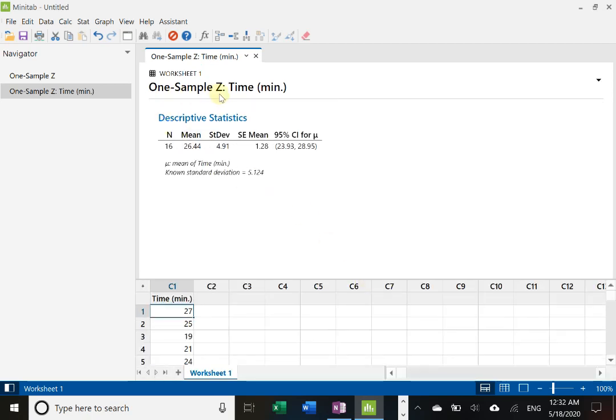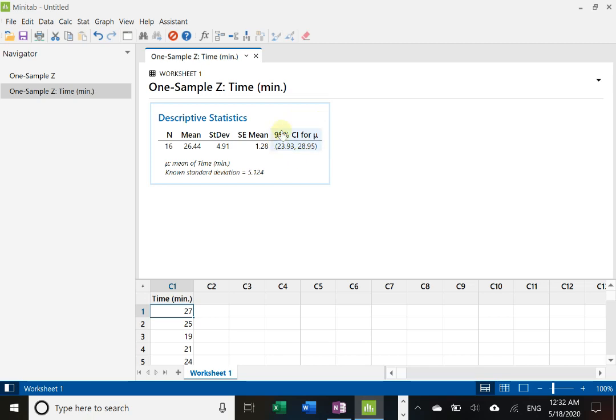One Sample Z, confidence interval for time in minutes. And these are the specifics. The average time was 26 minutes, and the standard deviation is almost 5. The standard error, again, that's sigma of x bar, is 1.28. And our confidence interval runs from 24 to 29. So we are 95% confident the true average commuting time lies somewhere between 24 and 29 minutes.